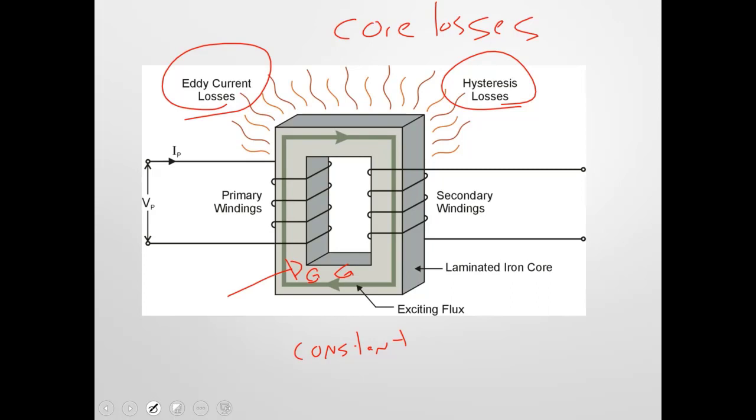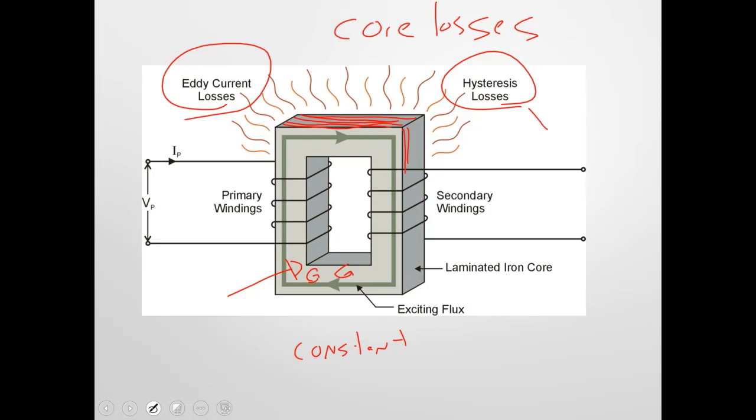So manufacturers build the core with thin laminations, and then they stick it all together with a little bit of lacquer in between, so a little bit of insulation between these laminations. If you look at the side of a core, you're going to see those thin sheets. That helps to stop the eddy currents from traveling too far and creating too much heat. Is it perfect? Nope, but it's better than just a solid iron core.